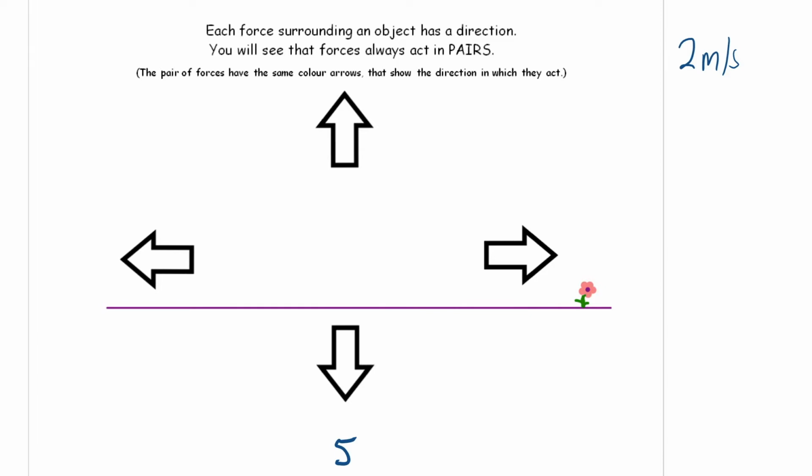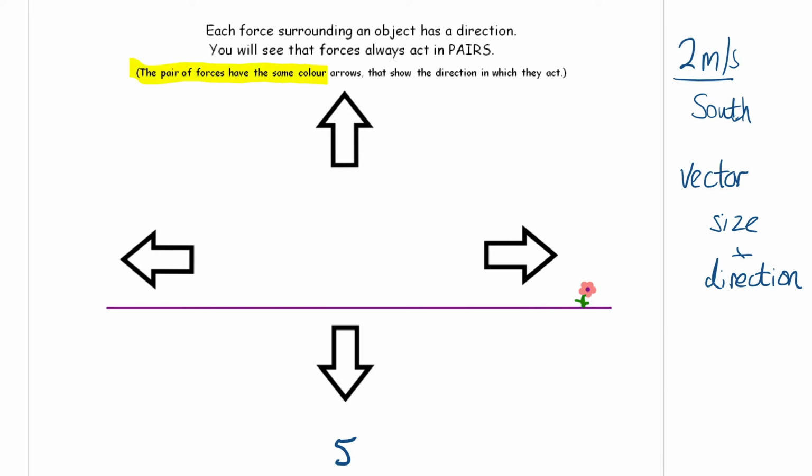Velocity has magnitude, but a direction. So it could be 2 meters per second south, or east, or west, or right, or up, or down. It has to have a direction. Forces have a size and a direction. Therefore, forces are also a vector. Size and direction. Size and direction. Please remember that. In brackets it says, I'll highlight it now, the pair of forces have the same colour arrows that show the direction in which they act.